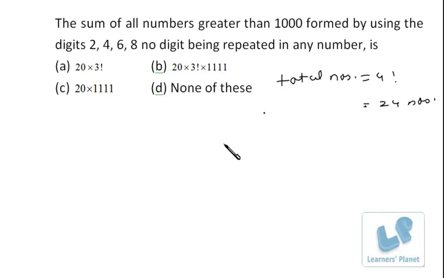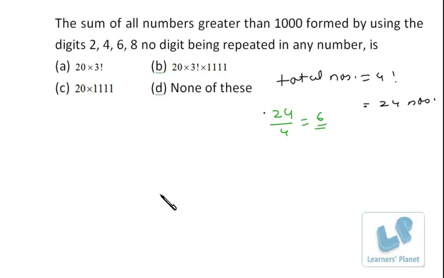Now what would happen? See, I have 24 numbers and 4 digits. That means 24 by 4, that means 6, right? So every digit will come 6 times at each place, right?